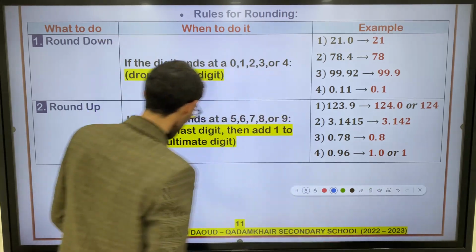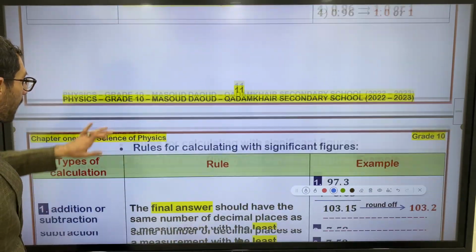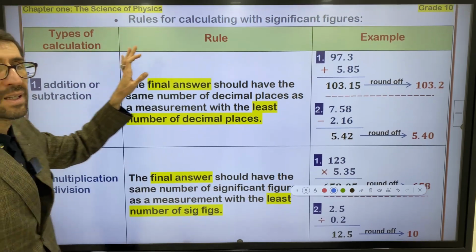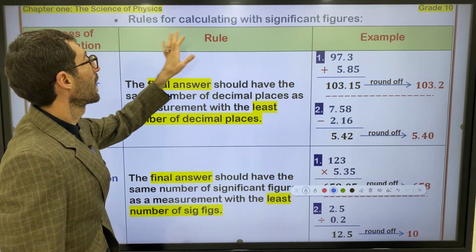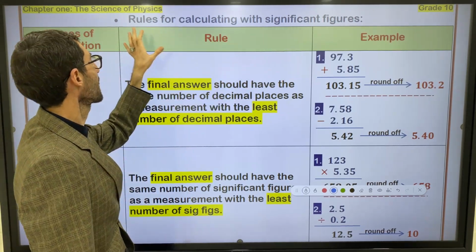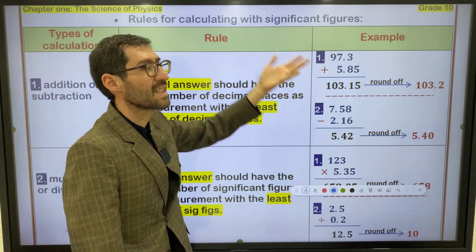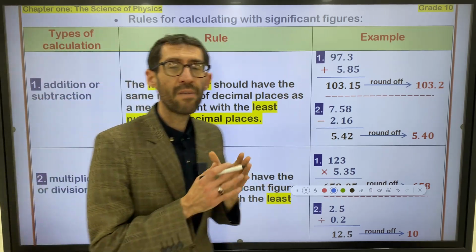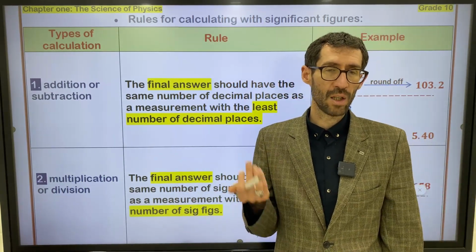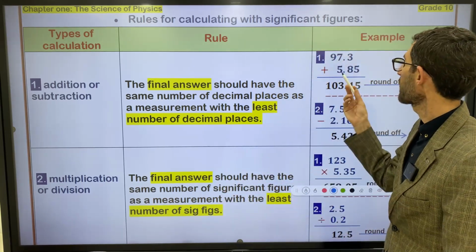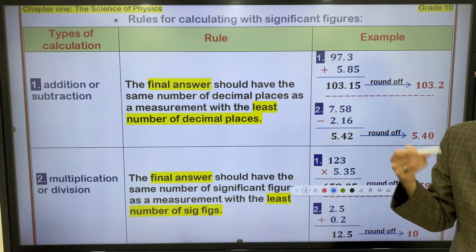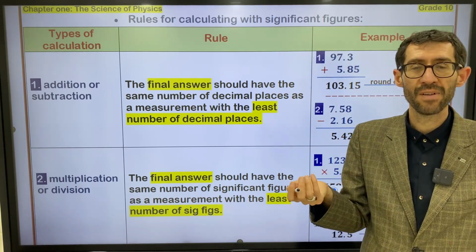Let's move on to another subject. We have another table. What does the table talk about? This table talks about calculating significant figures, right? Rules for calculating with significant figures. Maybe you have a mathematical operation, a multiplication or division or addition or subtraction, whatever operation you have.